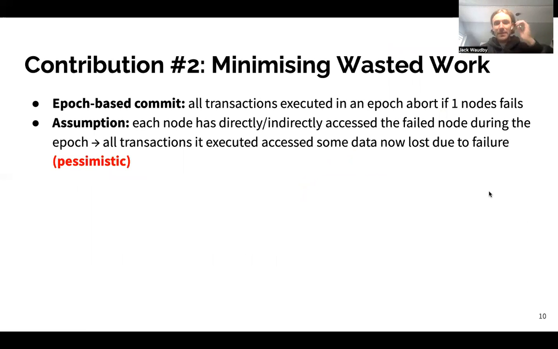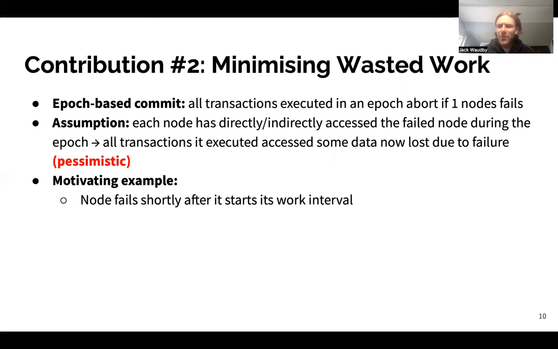This last point assumes that each node in the database has directly or indirectly accessed that failed node at some point during the epoch, right? So we've got this information dependency between database nodes that is now invalid because it's based on information that was lost. But this is pretty pessimistic, right?